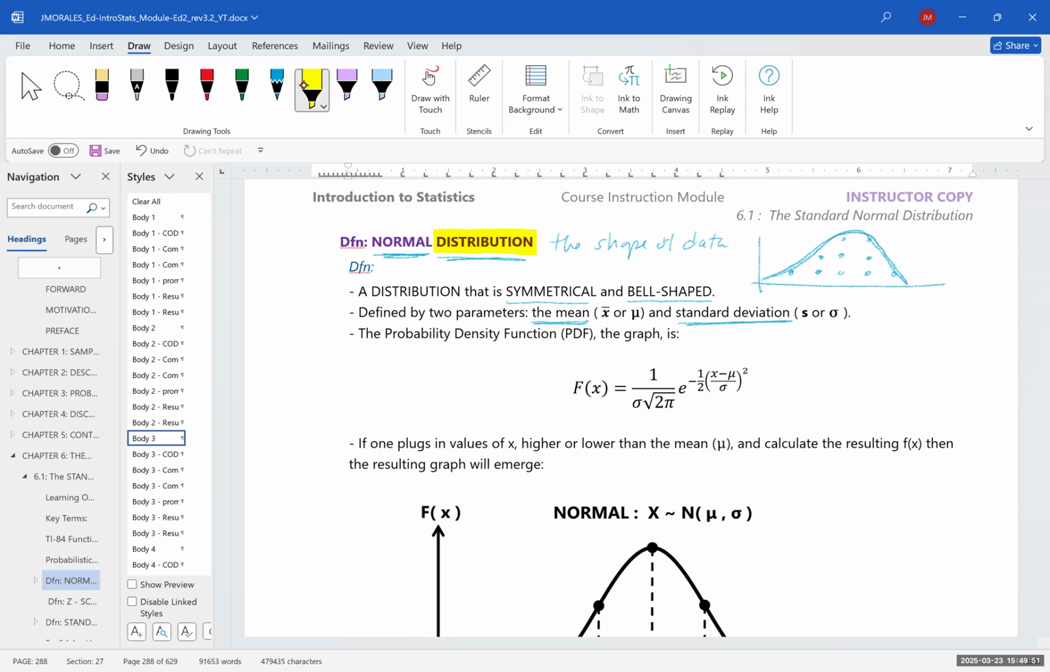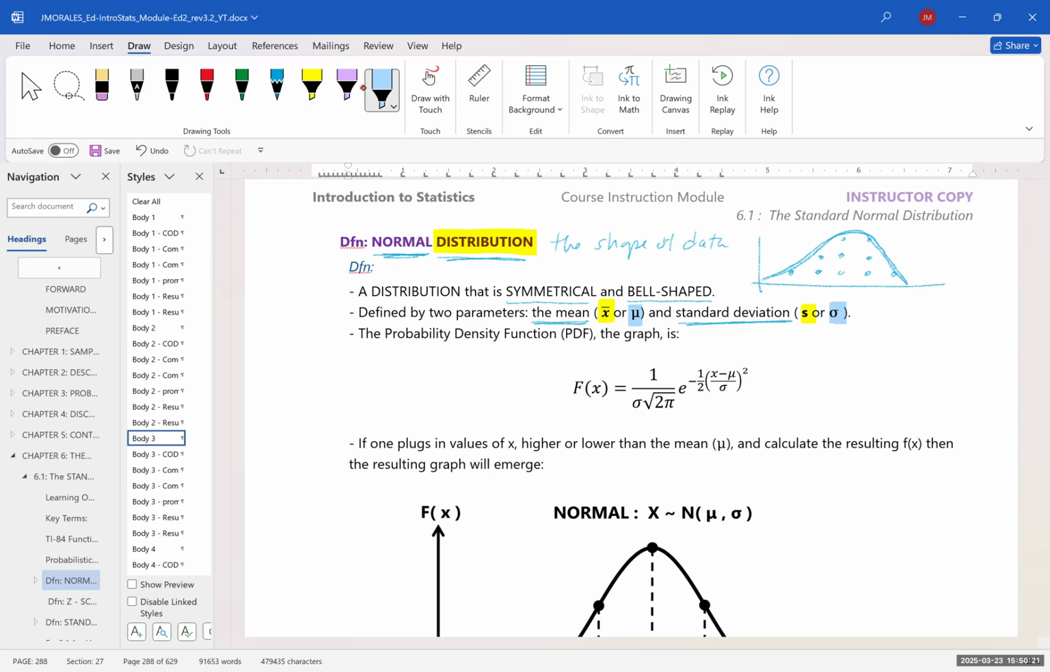So if we're looking at a normal distribution of a sample, then we'll be looking at the sample mean and the sample standard deviation. If we were looking at a normal distribution of data that represents a population, then the normal distribution will be working with the population mean and the population standard deviation.